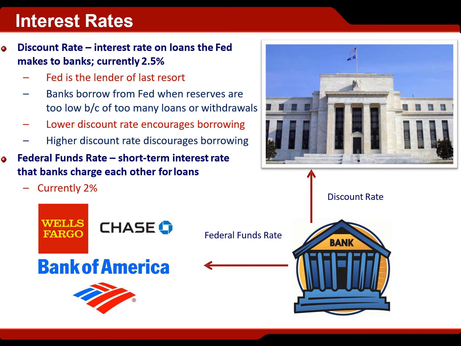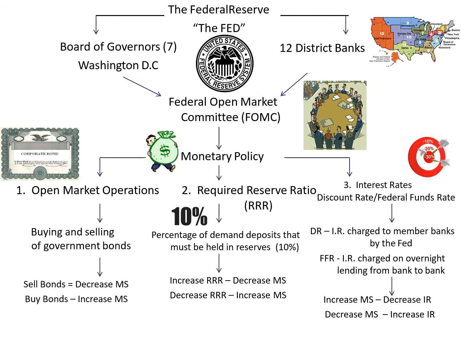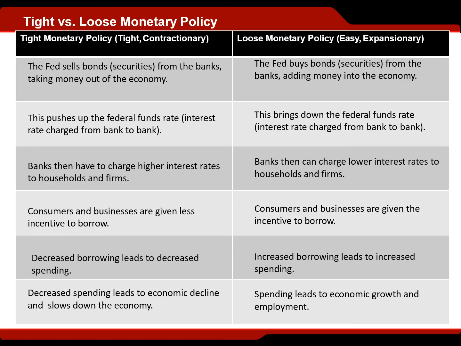All right, so here's a quick summary of everything we've talked about, right? The Fed is the Central Bank of the United States. It's run by the Board of Governors. There's 12 district banks, and together they make what's called the Fed Open Market Committee. The Fed Open Market Committee conducts monetary policy. They can do open market operations where they buy and sell government bonds. They can change the reserve ratio, right? The reserve ratio tells how much of demand deposits the banks have to hold in reserve, or they can change interest rates by directly changing the discount rate or by changing the money supply, which changes the federal funds rate. So here's a quick flow chart of how monetary policy works.